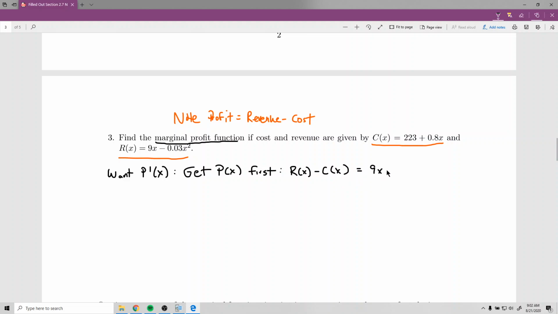R of x is 9x minus 0.03x squared. I like to put parentheses around things when I subtract them. You don't need it in the front for sure, but you definitely need to put it in the back. So the cost 0.8x and 223. If you forget this minus sign, then you'll forget to distribute and simplify. So distribute that minus sign. If you forget the parentheses, it's like when we did the definition of the derivative using the limit. If you miss that minus sign with the parentheses, then you'll get the wrong answer.